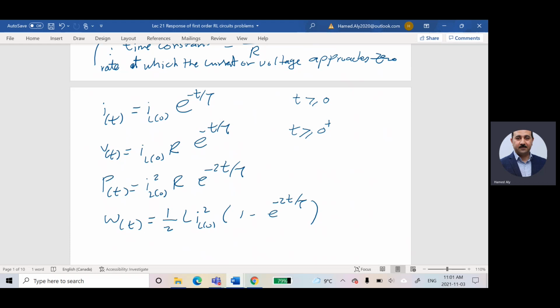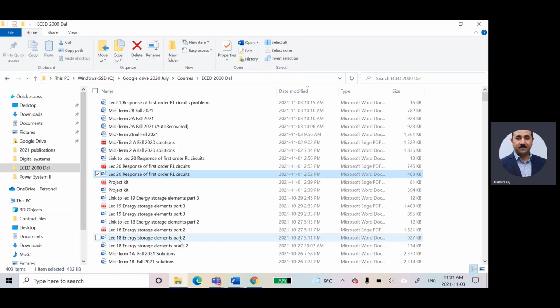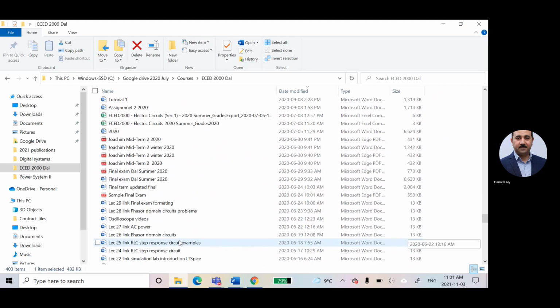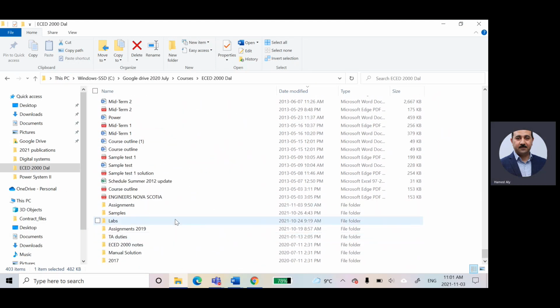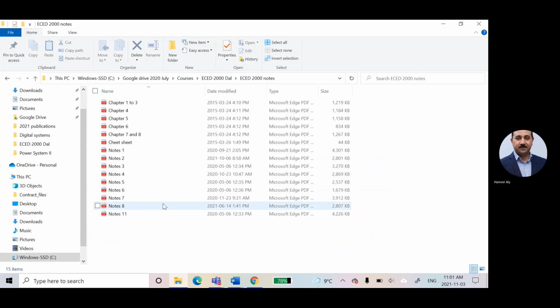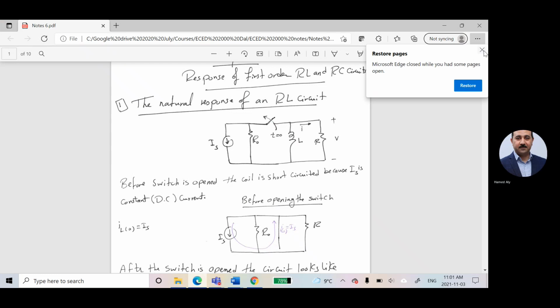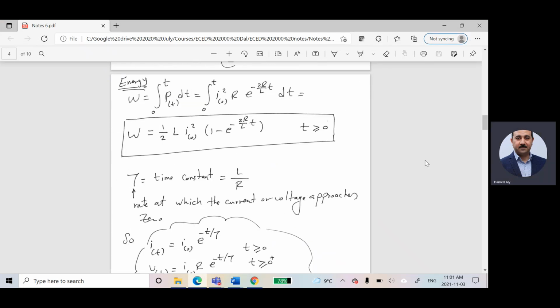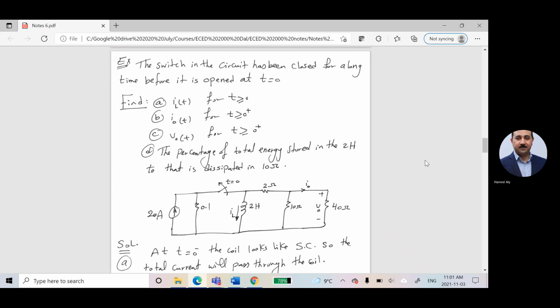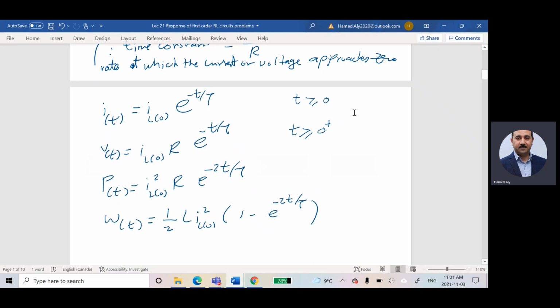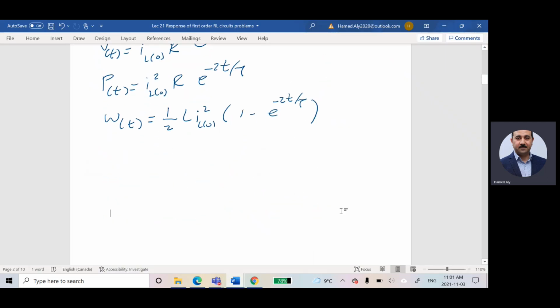Let us see a problem which is talking about that story. So I would like to copy the problem from the notes. I'd like to rewrite it. So I think note 6. Let me copy this problem and paste it here and try to solve it.